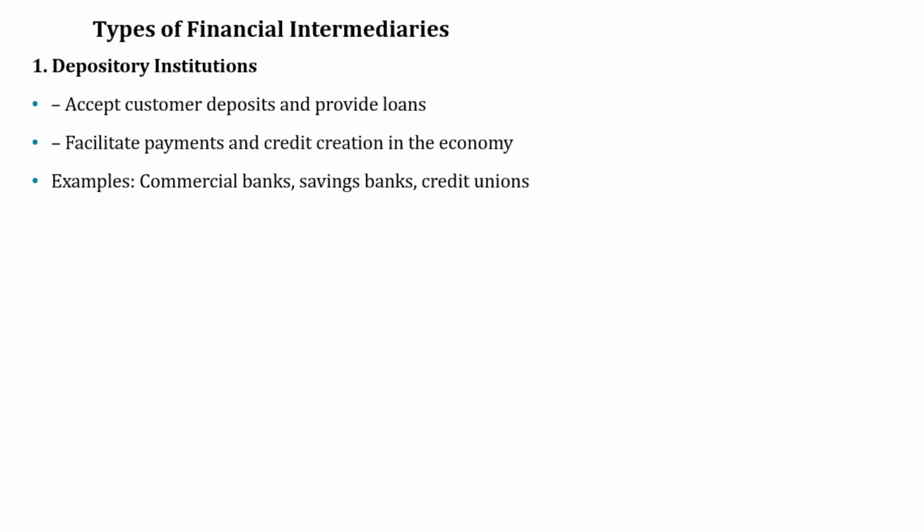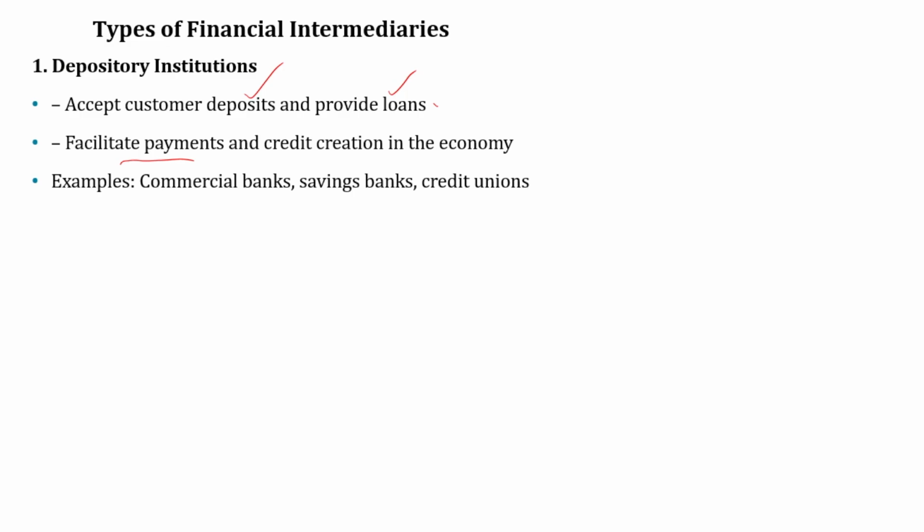One type of financial intermediary is depository institutions. These are the most familiar financial intermediaries, including commercial banks, savings banks, and credit unions. They accept deposits from individuals and businesses, and they provide loans to borrowers. So they help facilitate payments and credit creation across the economy. Their role is mainly foundational. They mobilize savings and provide liquidity for economic activity.